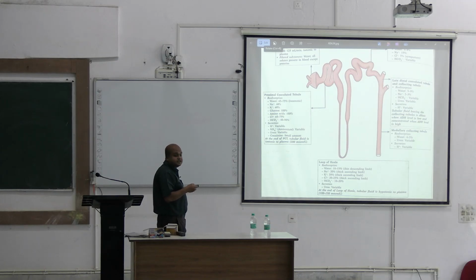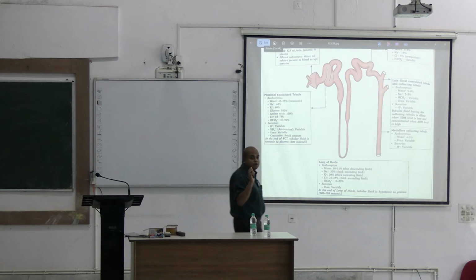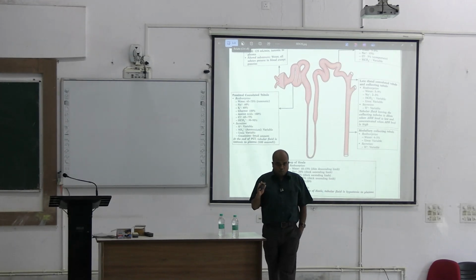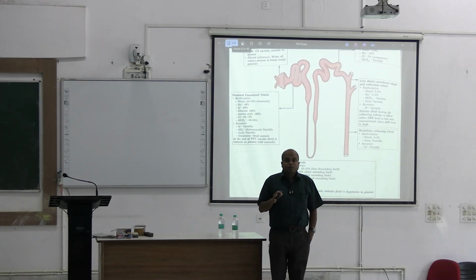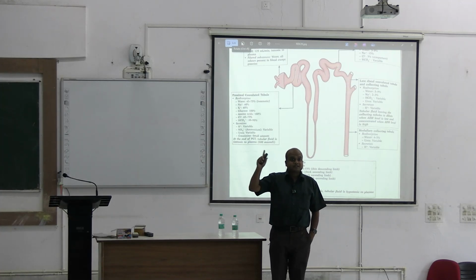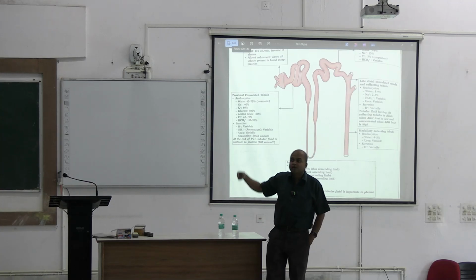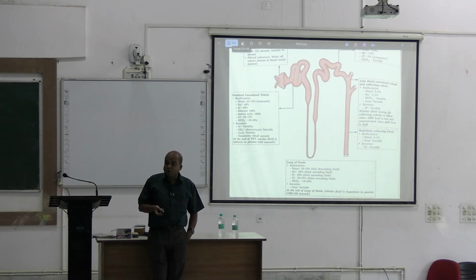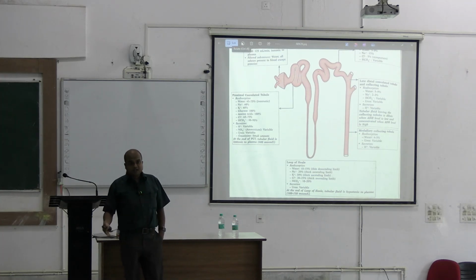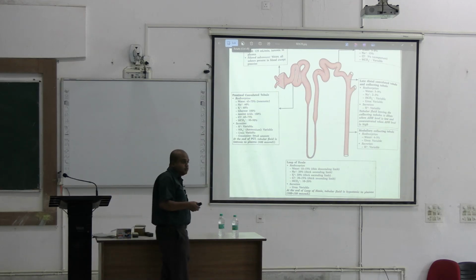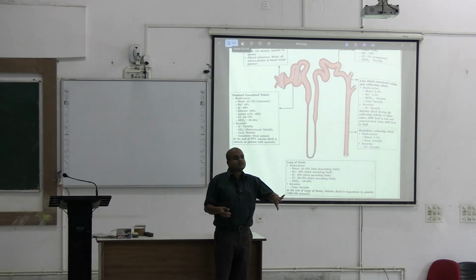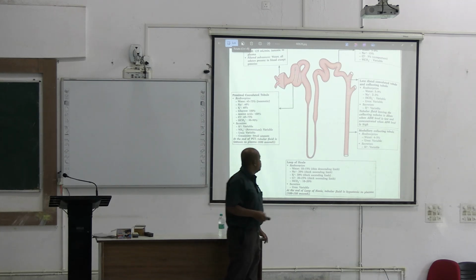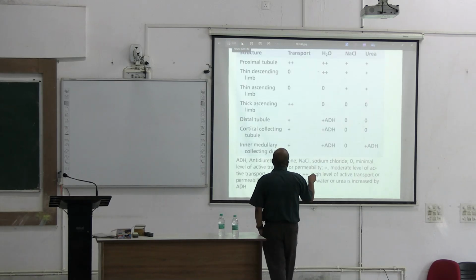Now in the late distal convoluted tubule and the collecting tubule, without the action of ADH, what does not occur? The reabsorption of water does not occur. In the reabsorption characteristics of the late distal tubule and the collecting tubule, reabsorption of water occurs only when ADH is acting. When ADH is not acting, a dilute urine is formed. When ADH is acting, concentrated urine is formed. This difference in concentration and dilution is due to ADH acting in the late distal convoluted tubule and the collecting tubule.